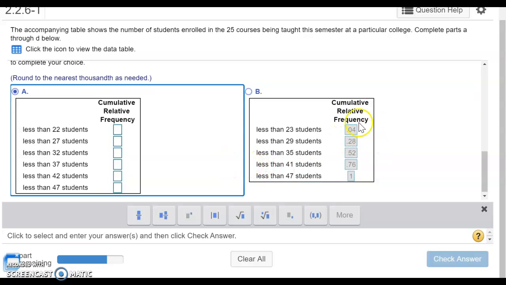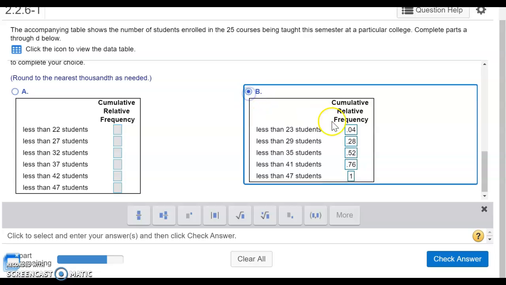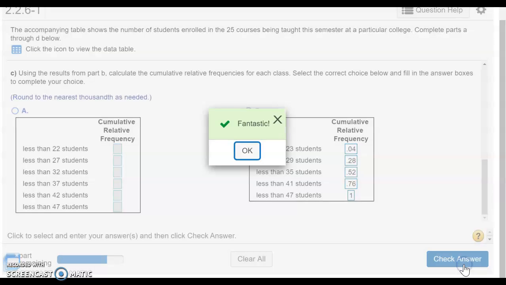Now, if this didn't come out right, you got an answer of 0.04, but say you got 0.0456, you would have to round it to the nearest thousandths. So if it was 0.0456, it would round up to 0.046. So rounding is important if you have to.